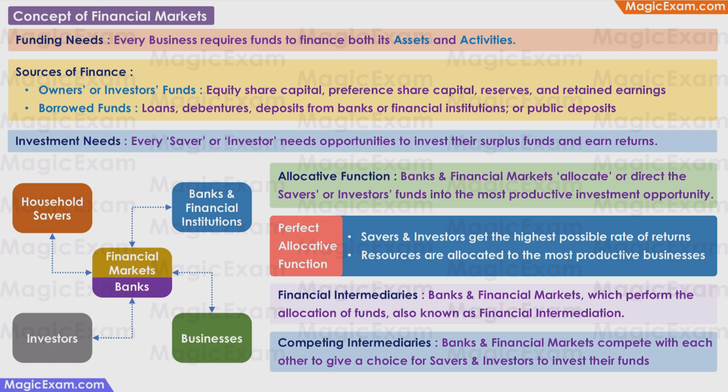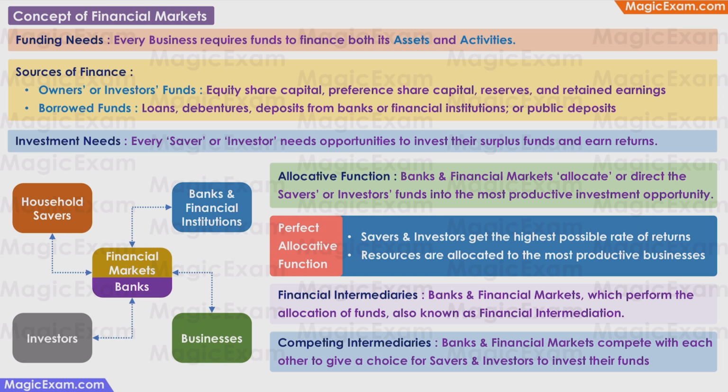In a perfect world where everyone has perfect information and takes perfect decisions, the financial markets can perform perfect allocative function, where savers and investors get the highest possible rate of returns for their money, and the financial resources are allocated to the most productive businesses. But in reality, perfect allocative function is very, very rare.